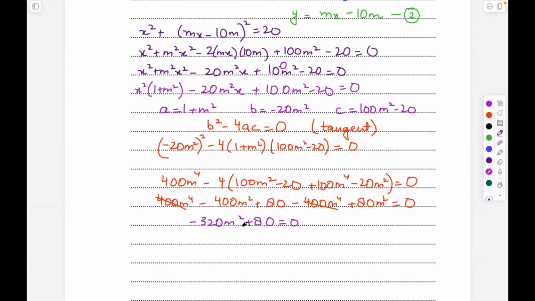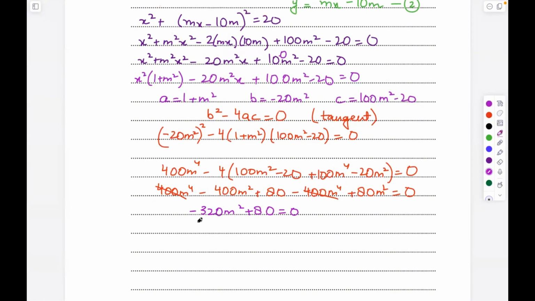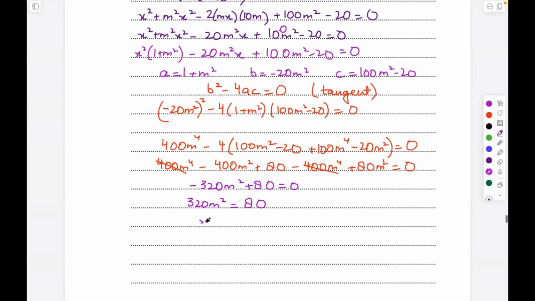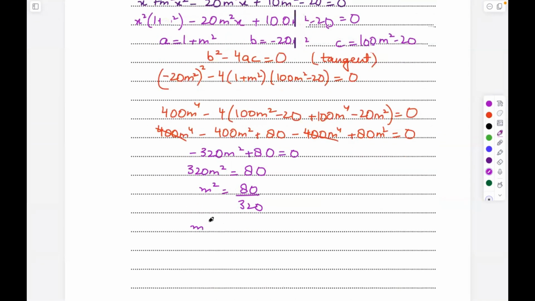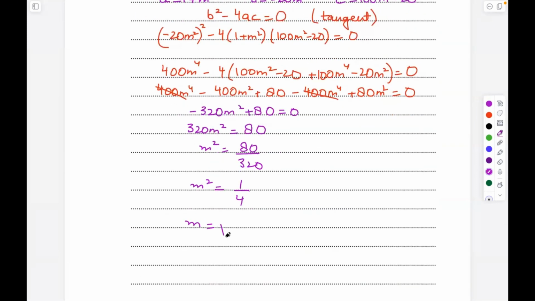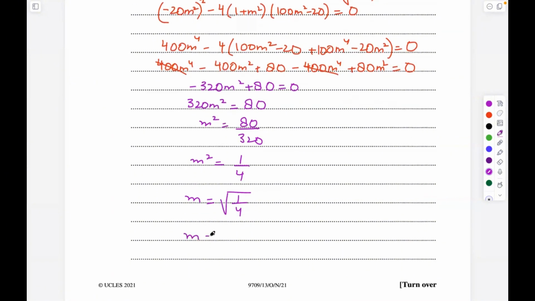Taking 320m squared on the right hand side, we'll make it positive and write it as 320m squared equals positive 80. M squared will be equal to 80 upon 320. Dividing 80 by 320, we'll get 1 upon 4. And now taking the square root of 1 upon 4, the square root is 1 upon 2, but we'll add a plus minus sign with the square root. So the final answer will be m equals plus minus 1 upon 2.